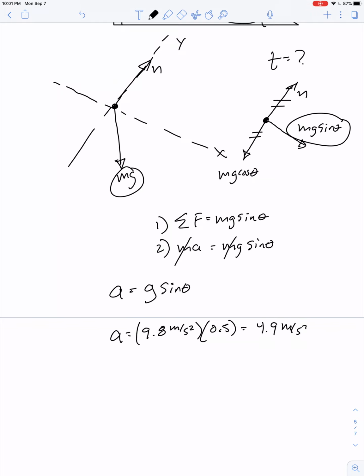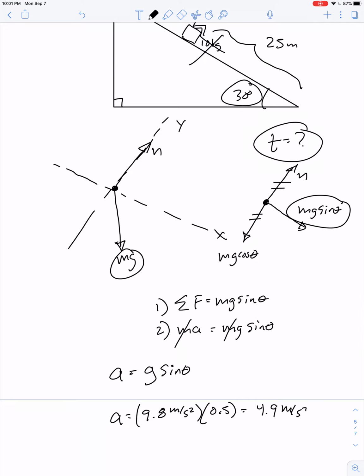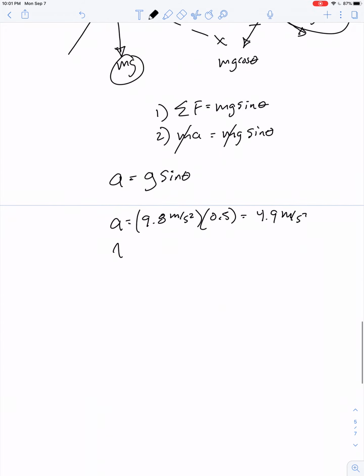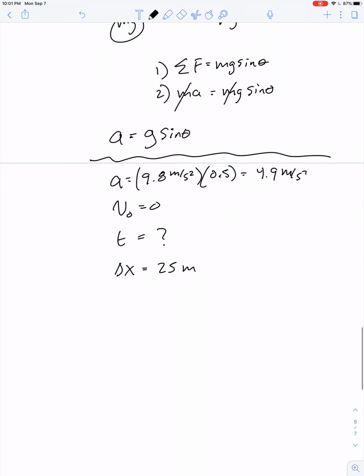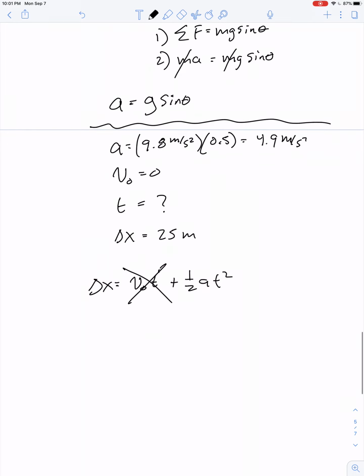But we're asked for time, we're not asked for acceleration. So now it becomes a kinematics problem. The initial velocity is 0. We're asked for time. We're given acceleration. Remember, we were also given displacement along the x-axis as 25 meters. So with all these values, the equation we want is delta x equals v initial times time plus 1/2 at squared. Since the initial velocity is 0, that part of the equation goes away.